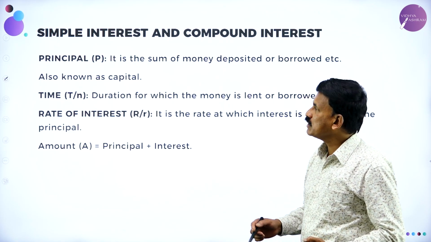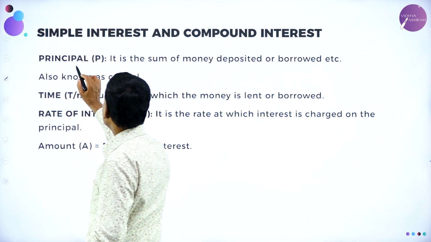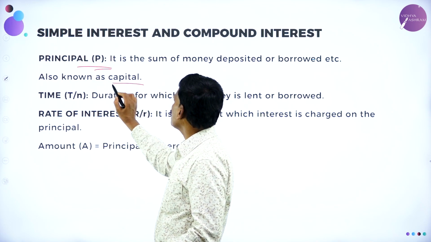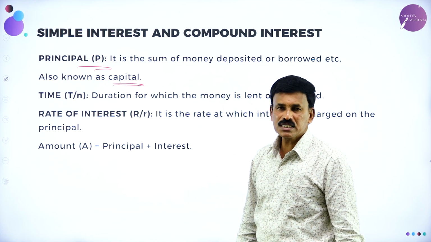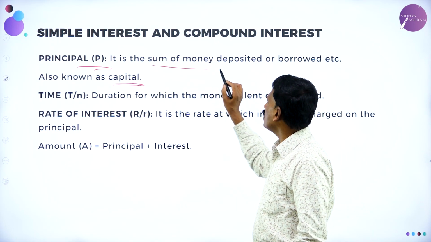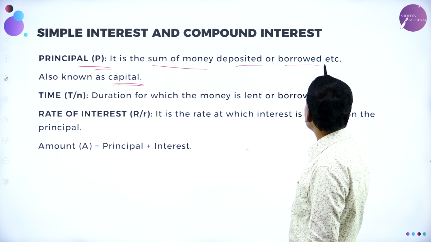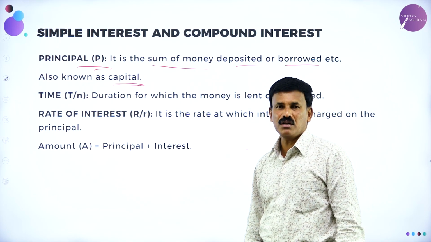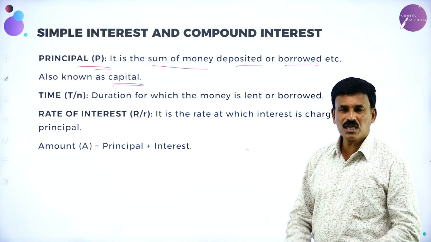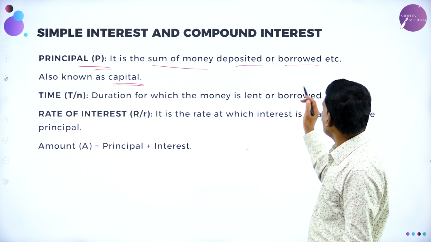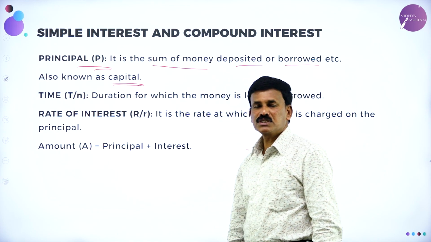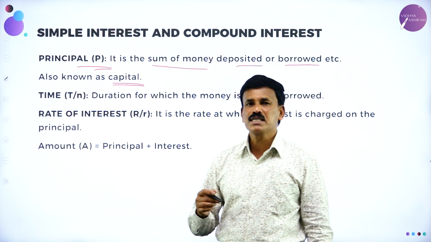Now let us know what is meant by a principal. A principal is usually denoted as P. This is also called the capital, denoted as capital P. What it actually means is the sum of money. The sum of money deposited or borrowed is known as the principal, or the capital. The total amount of money deposited or borrowed is known as the capital, denoted as capital P.